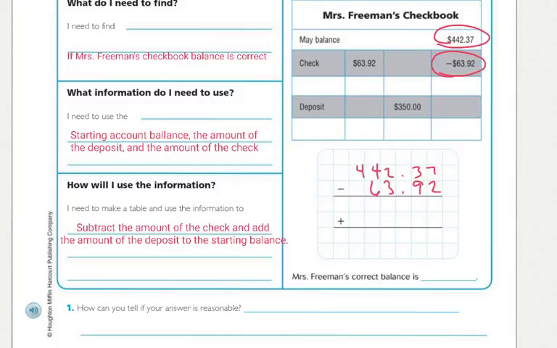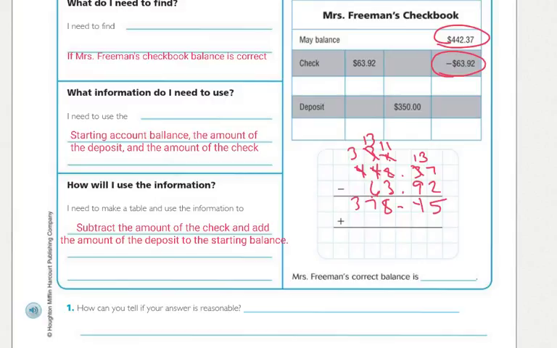7 minus 2 is going to be 5. Now I can't take 3 from 9, so I'm going to have to borrow from the 2. So let's do that. I'm going to make this be 13. This is going to be 1. 13 minus 9 is 4. And then I'm going to bring my decimal down. Now I can't take 3 from 1, so I'm going to make this be an 11 and borrow from the 3. 11 minus 3 is 8. And then I can't take 6 from 3, so I'm going to borrow and make this one be a 13, and this is going to be a 3. 13 minus 6 is 7, and 3 from nothing is 3.